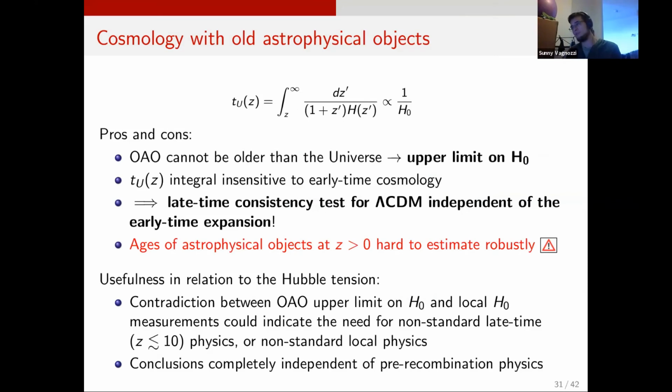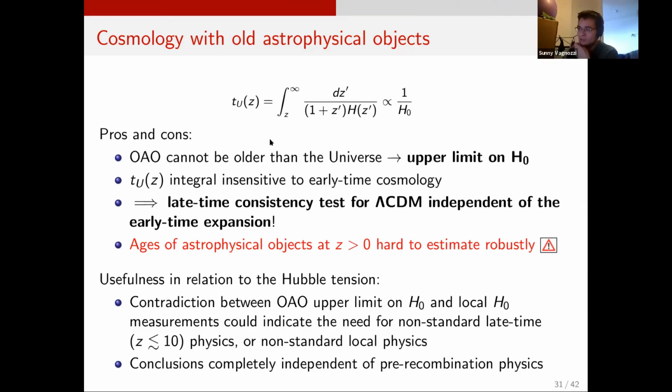To see why this is important, we can look at the age-redshift relationship. This gives you the age of the universe at any redshift. And you see this relationship depends on a certain integral, which scales like 1 over H0. This is important because it means that if I impose that the universe has to be older than any of its oldest objects, this is going to set an upper limit on H0, which means if H0 is larger than this limit, the universe is going to be too young at any redshift.